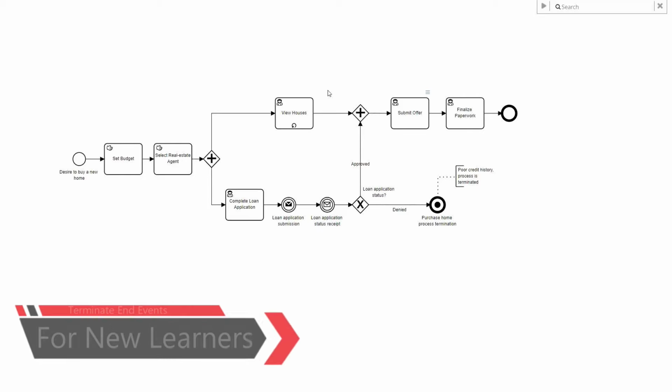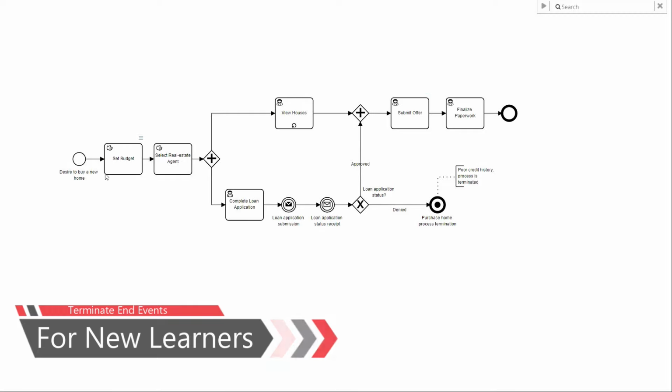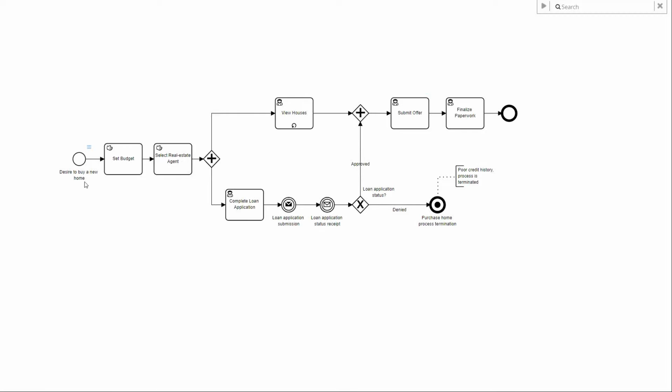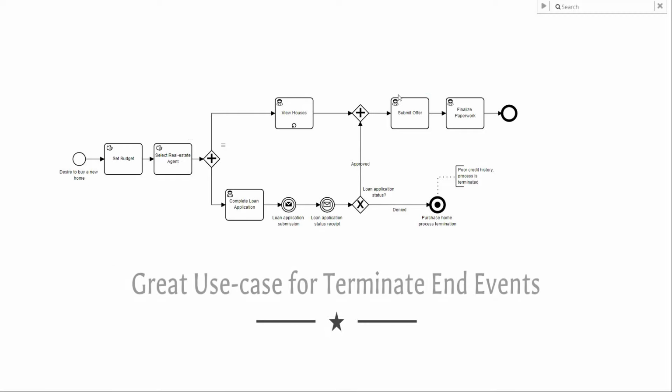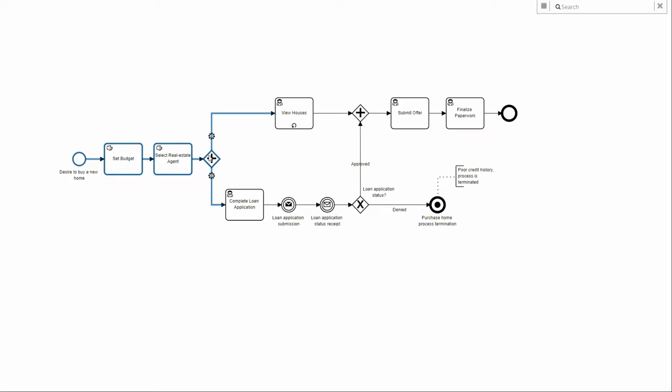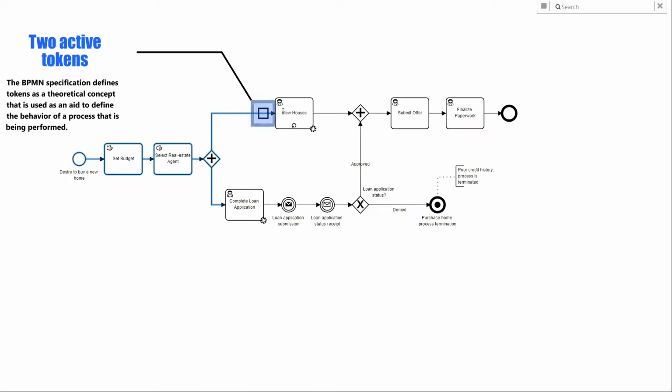Hey, welcome everyone. I had a question from a fellow practitioner in which he asked, how do I model a parallel process that can end prematurely? And so I thought this would be a good opportunity to have a short video describing the terminate event and how it can help end processes in parallel or any active tokens.